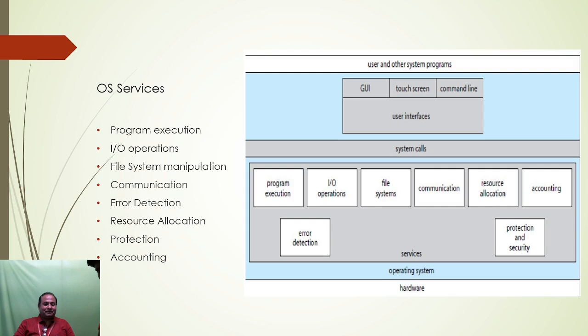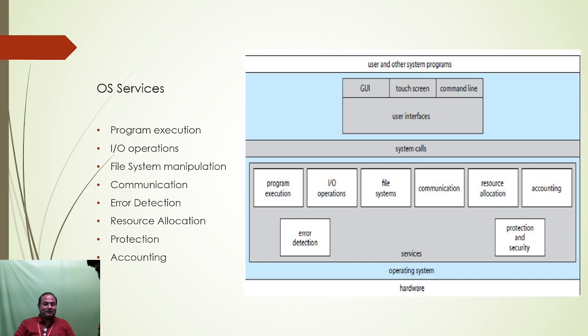And next one is error detection. As already said, all kinds of errors can be detected by the OS. Suppose a malware is attacking our system, it will automatically be handled by the operating system. Or suppose you are running an application program and the program faces some kind of error, that error is also displayed by the operating system to the user. And next is resource allocation. Here all kinds of resources are allocated by the OS only.